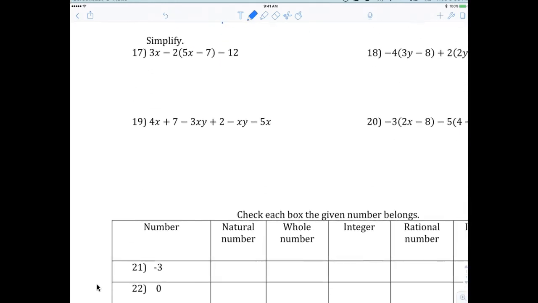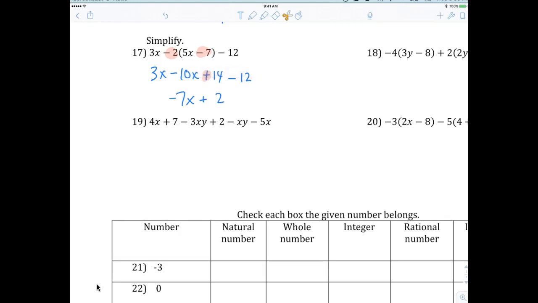All right, now we're going to simplify. When we simplify, we're going to do some distributing. So this will be 3x minus 10x plus 14 minus 12. Now, again, the mistake kids make, and just highlight, is that a negative times a negative is a positive. So now we're going to combine terms here. We end up with negative 7x plus 2.